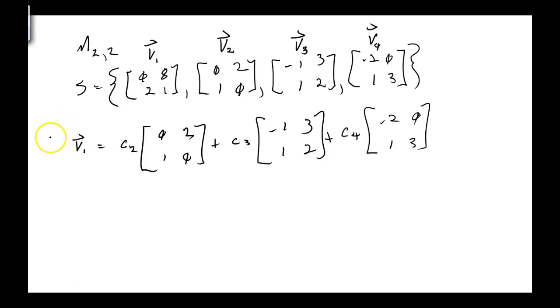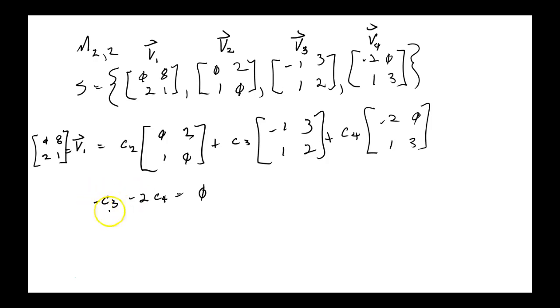And V1 is, why didn't I write this down? 0, 8, 2, 1. Okay? Now for that to be true, I'm going to rearrange order a little bit. That would be negative C3 minus 2 C4 would have to equal 0, right? First entry. That's a 0 minus C3 minus 2C4 would have to equal the first entry here, which is 0. Right? That's how you add matrices.